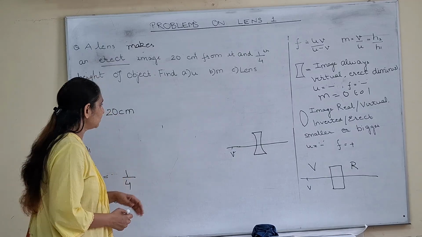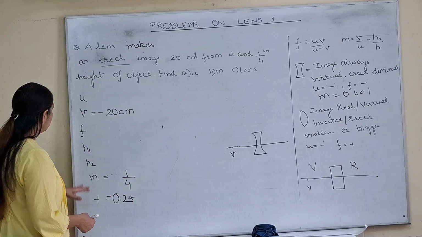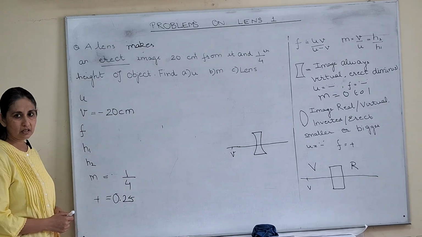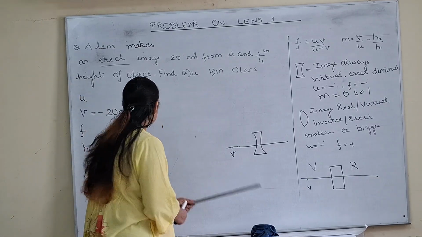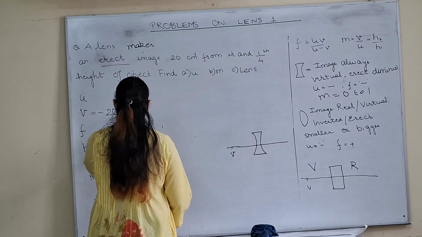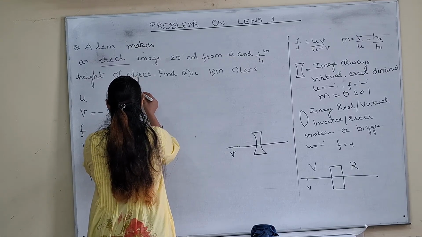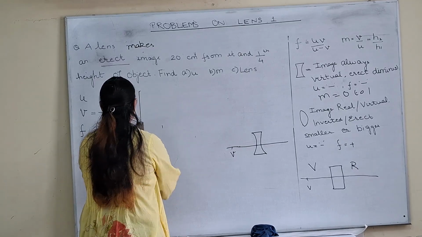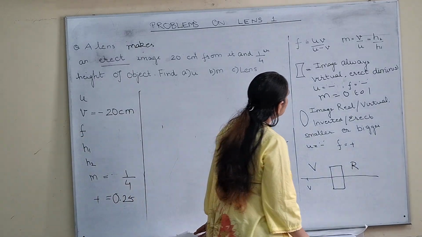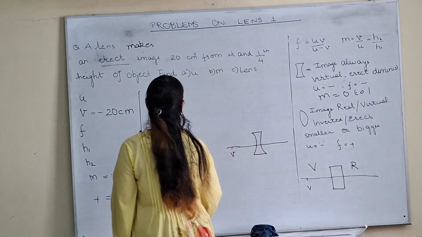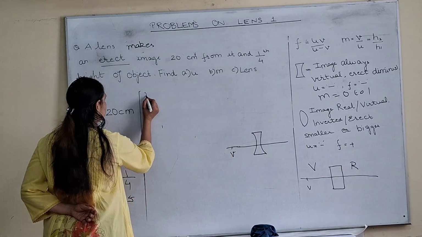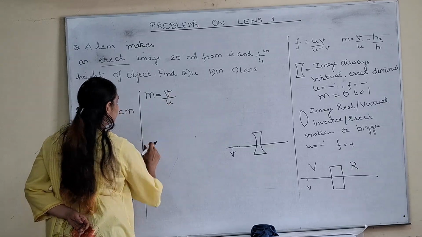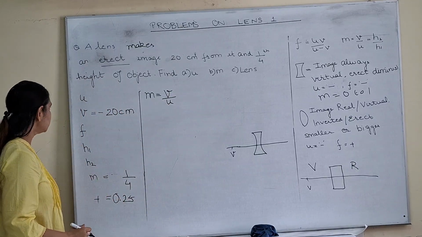So let's start calculating because there is no other information. What can we find? We have M, we have V. There is a formula which has both M and V. Quickly think. Okay, it is M is equal to V by U. In mirrors it is a little different. It's V by U in case of lens. Okay, now we can solve this one.